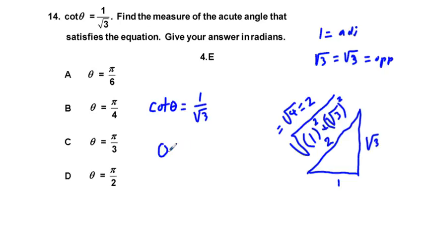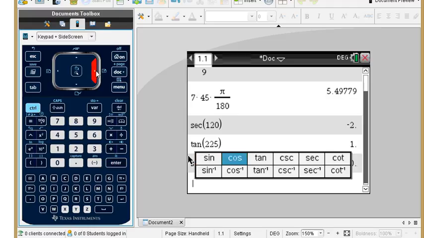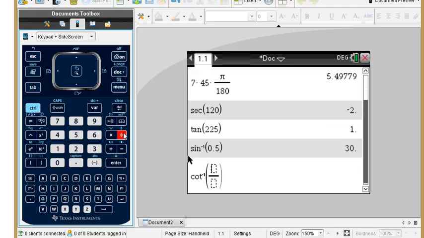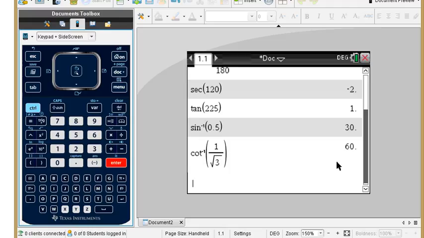so theta, isolating, taking the inverse, is going to be equal to the inverse cotangent of 1 over square root of 3. And I'll put this in the calculator. You get 60 degrees, I believe. So we go to trig, inverse cotangent of 1 over square root of 3, we should get 60 degrees.